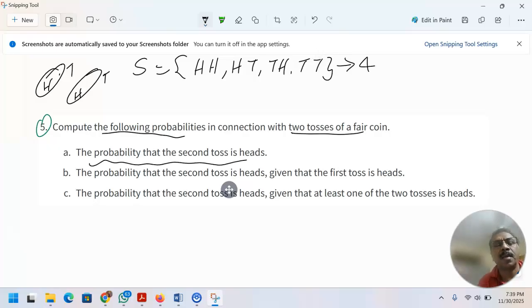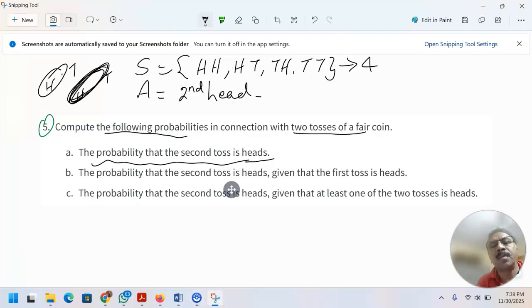The first question is what is the probability that the second toss is head? That means let A be the second head. I just write: the second one is head. So when you toss 2 coins, A is an event where the second coin shows up head. That means the option will be tail-head, so that is one option, or it could be head-head. So you can see that there are 2 options there.